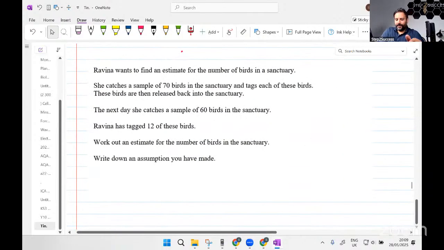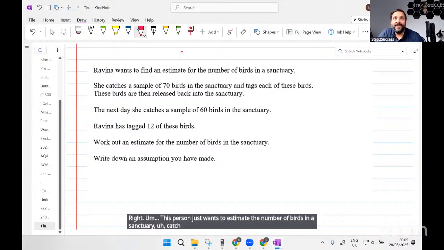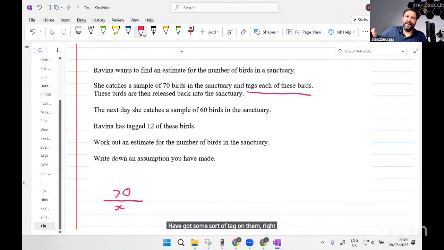This person wants to estimate the number of birds in a sanctuary, catches a sample of 70, and tags each of these birds. So what we have done is, again, if we assume that x is how many birds there are in total, 70 of them have got some sort of tag on them. Imagine a little thing around the leg or whatever. 70 of them have been tagged. What question?